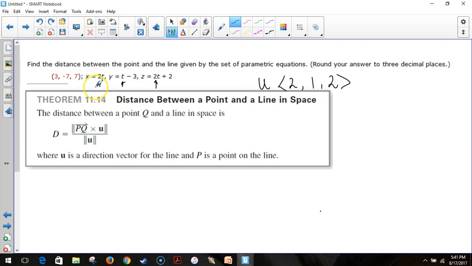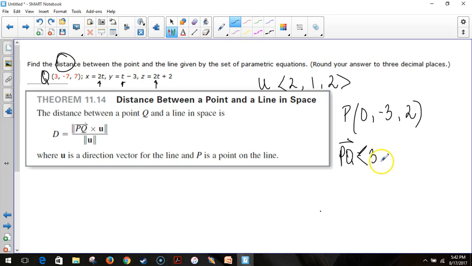And of course a point along that line, so this is how I was moving, so that's my direction. And then I was starting, remember, at the constants, and that's going to be P, that's a point on the line, which would be 0 since there's no constant in the x expression, -3 and 2. I want the distance to Q, so that has to be Q. So I can find PQ, which has got to be Q minus P. So I have 3 minus 0, -7 minus a -3, and 7 minus 2. And there is my vector PQ.